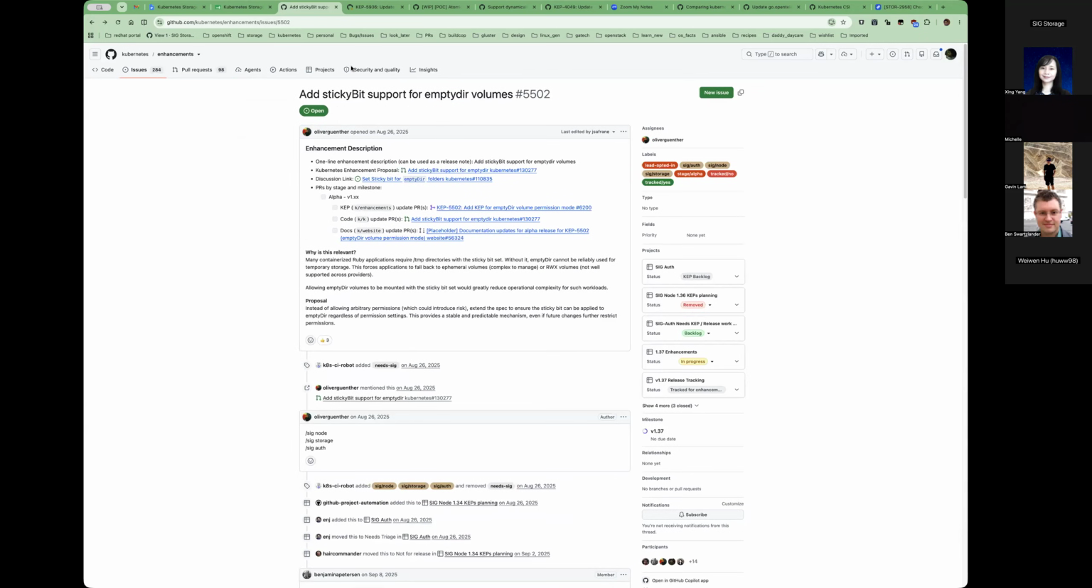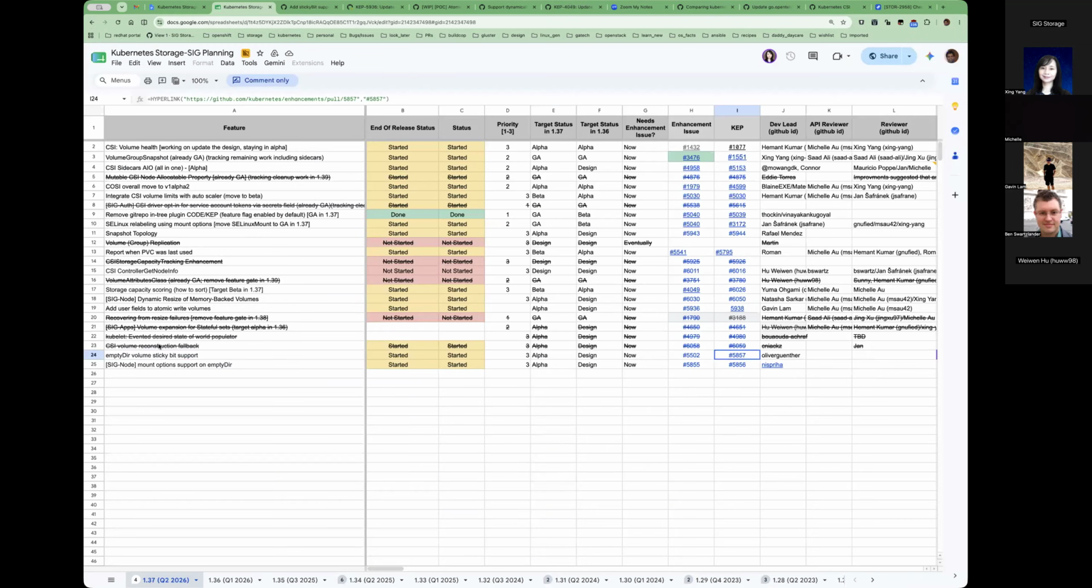So the problem is there's no response from the person working on this. I think they will still want to open it. We'll have to ping them to follow up. I'll talk to Kevin and see what's happening there. Okay, and let me add a note for myself. Thank you. And then the next one is mount option support for empty dir.